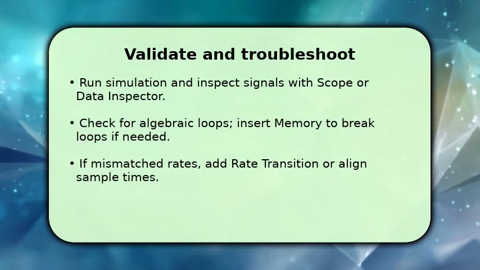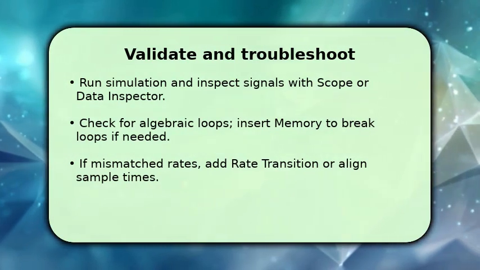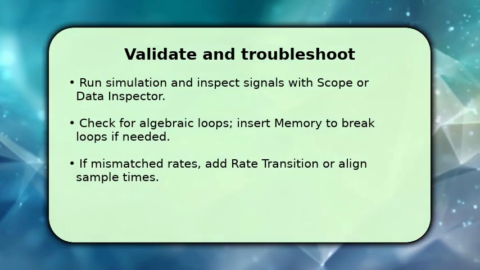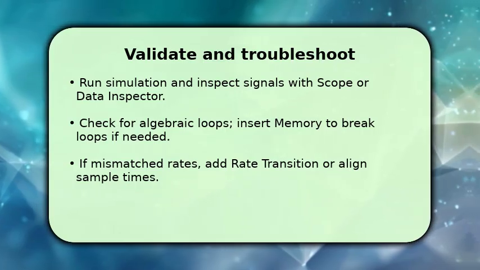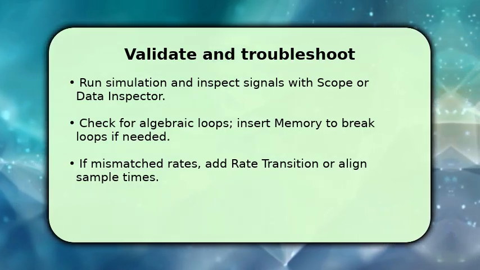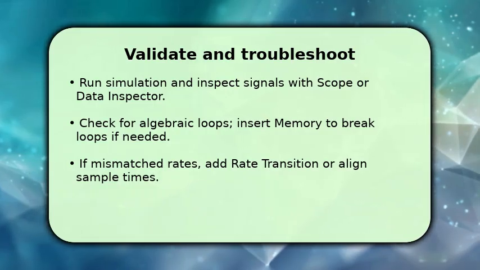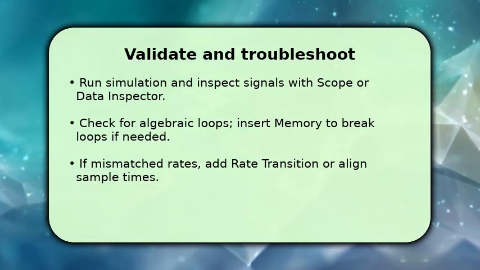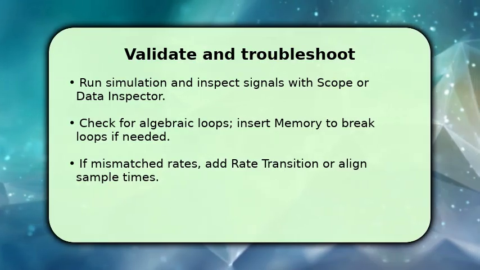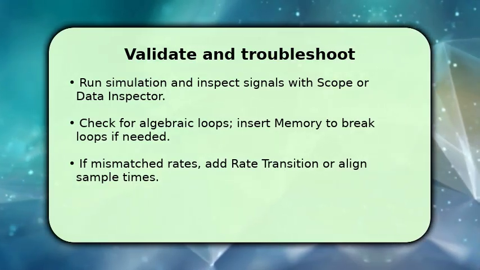Finally, validate the block in simulation and resolve common problems. Run the model and inspect input and output with a scope or the data inspector to confirm expected delay and values. If you encounter algebraic loops, use the memory block specifically to break the loop because it introduces the required one-step latency.